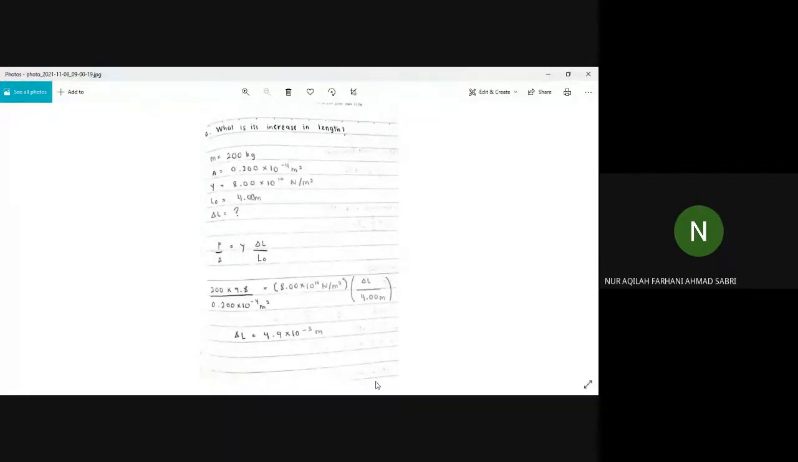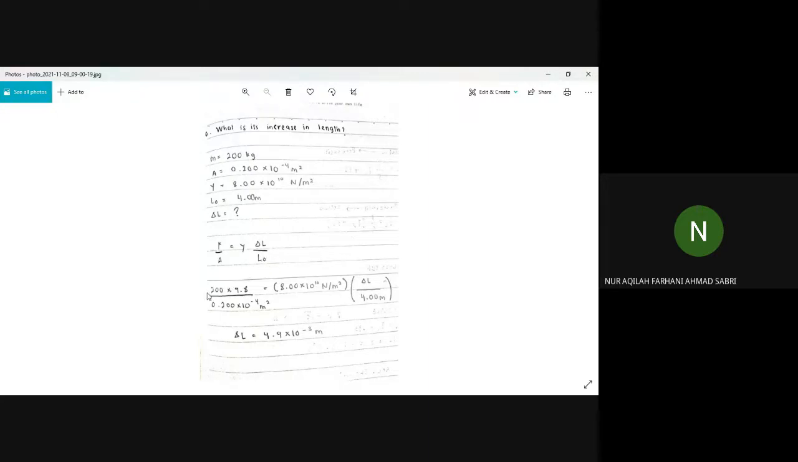Okay. Soalan nombor 6. 200 kg load is hung on a wire of length 4.00 meter, cross-sectional area 0.2 times 10 to the power of negative 4 and Young modulus 8 times 10 to the power of 10. What is its increase in length? So saya guna formula stress, force over per unit area equal to Young modulus times strain, delta L per L naught.